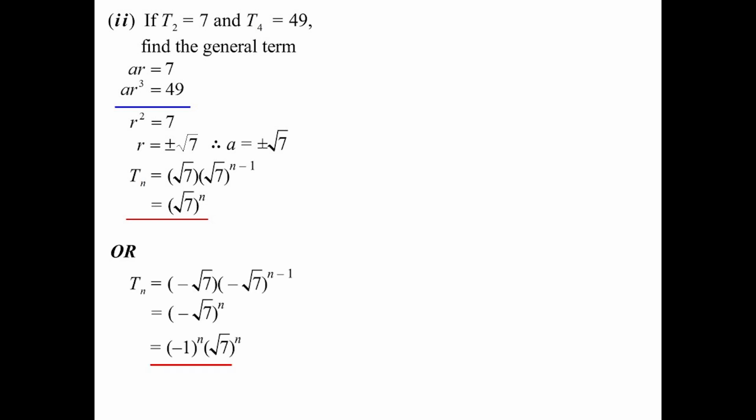So let's have a look at our general term. Well, I've done it for the positive case there. So it'll be root 7 times root 7 to the n minus 1, which is root 7 to the power of n. If I use the negative one, look what happens. It's similar, but I need to put that negative 1 to the power of n out the front to take into account the alternating.